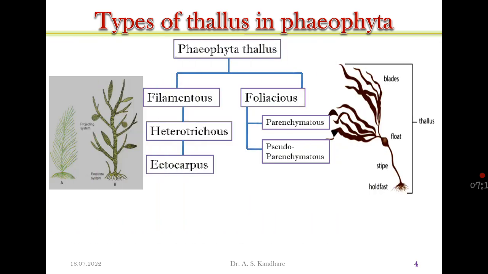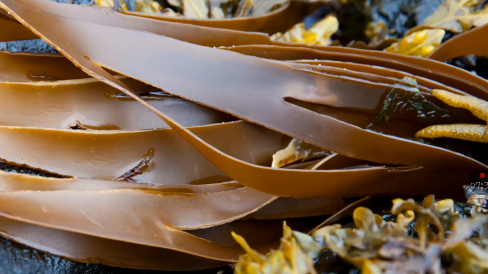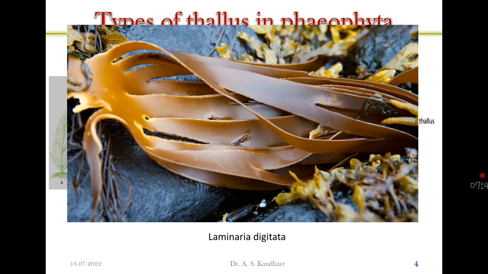So this is Laminaria. So another photograph is there. So you can see brown color is there, isn't it? Due to prominent fucoxanthin pigment, brown coloration is there. And you can see leaf-like branching, that is leaf-like structures. So therefore this is called foliaceous type of thallus. So example of brown algae, that is Laminaria digitata.